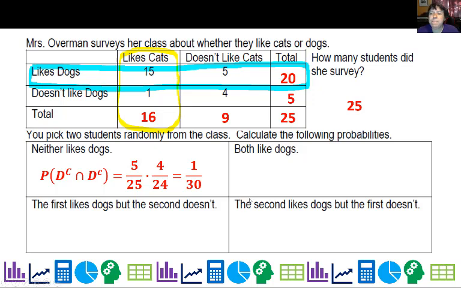What's the probability they both like dogs? Again, this is another dependent situation because the probability the first likes dogs is just our basic probability. But we've taken one of the students out now, and there are only 19 students left who like dogs out of 24 students left. And when we multiply all of that out, we get 19 out of 30.